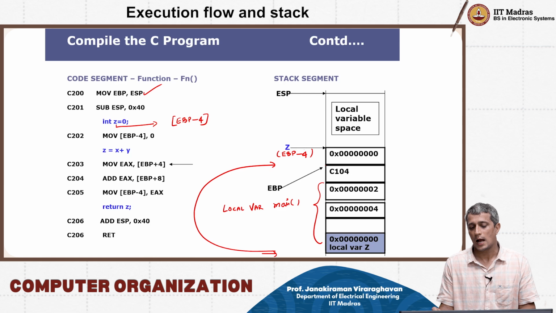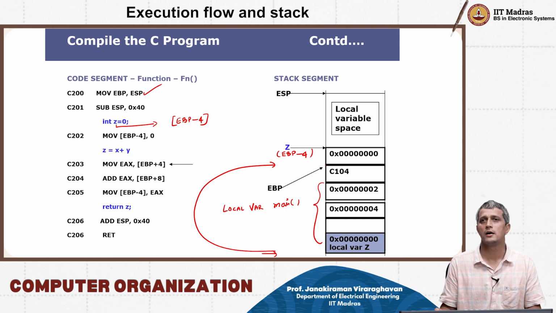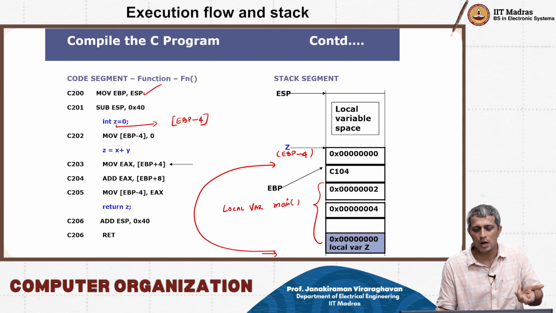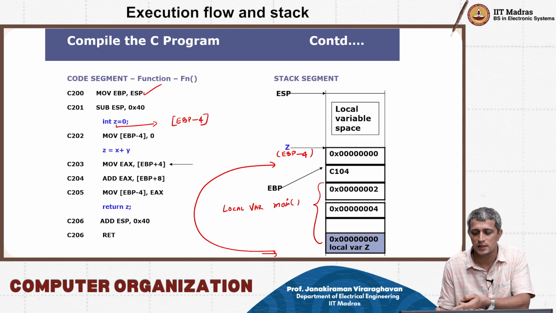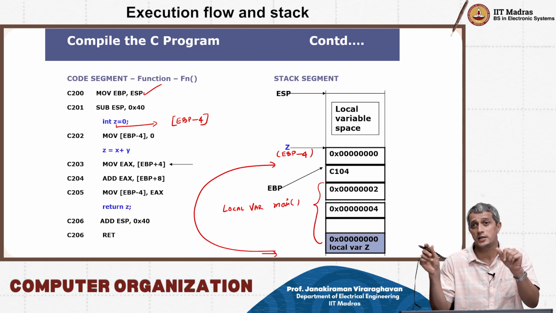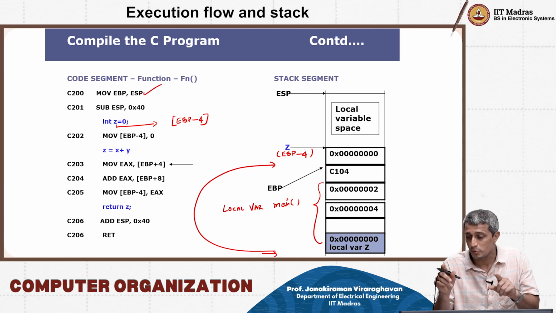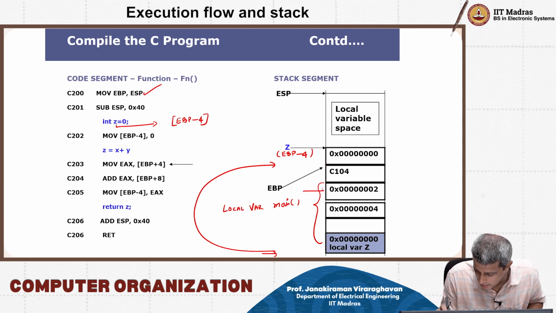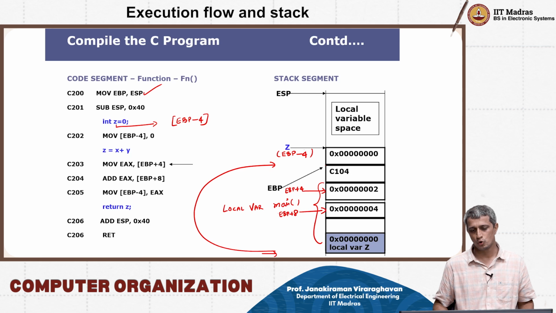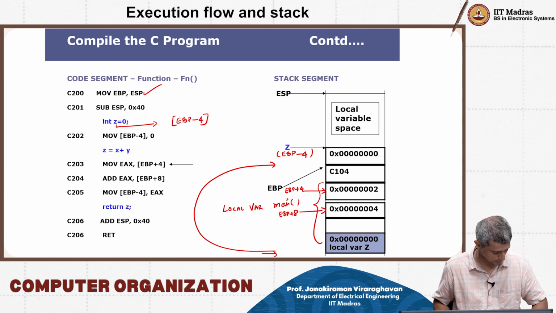Now what do I do? I want to do z equal to x plus y, and we just said move EAX comma x. What is x? Sorry, x is contents of EBP plus 4, y is contents of EBP plus 8. So this is with respect to that function: EBP plus 4, and this is EBP plus 8. And that's why you do move EAX comma contents of EBP plus 4, right? Then you do add EAX comma EBP plus 8, right?